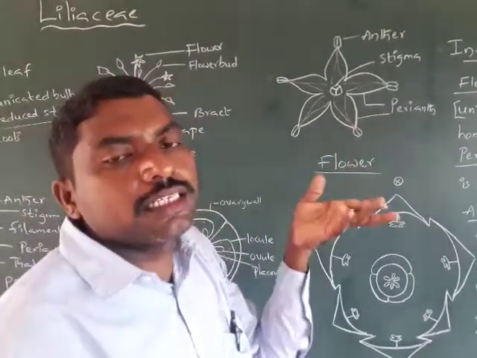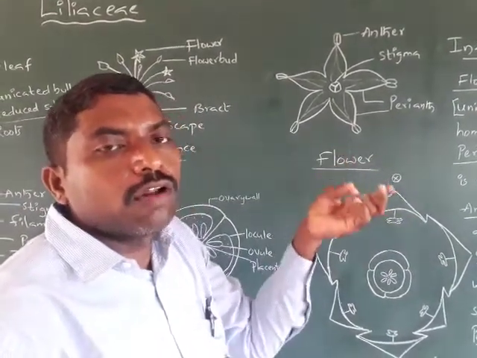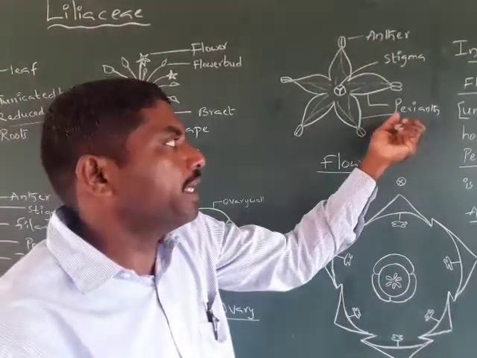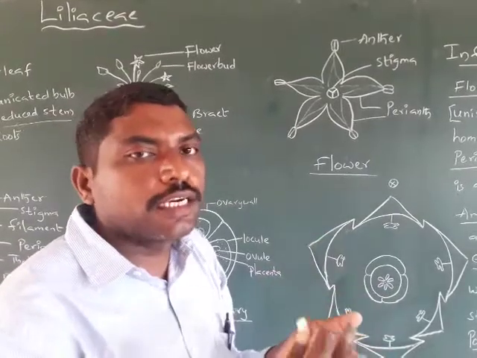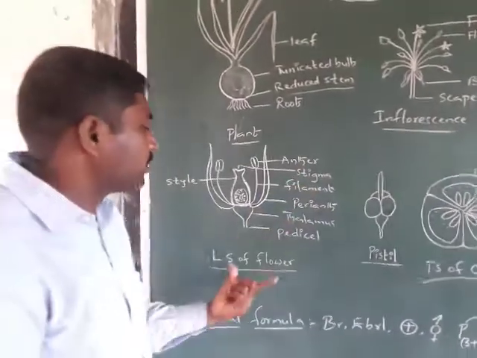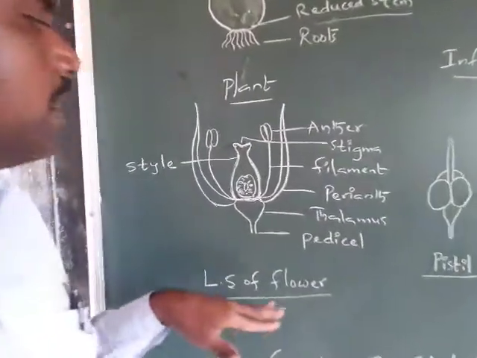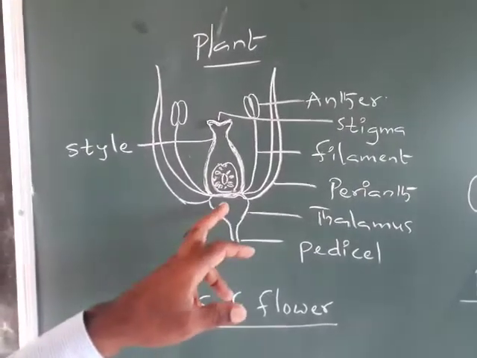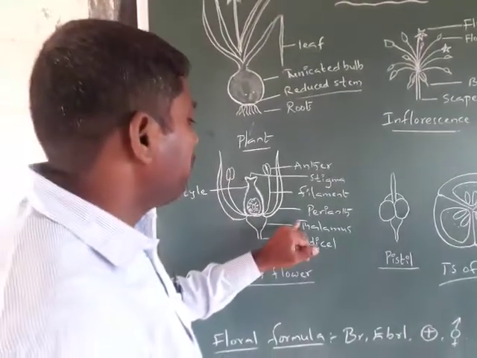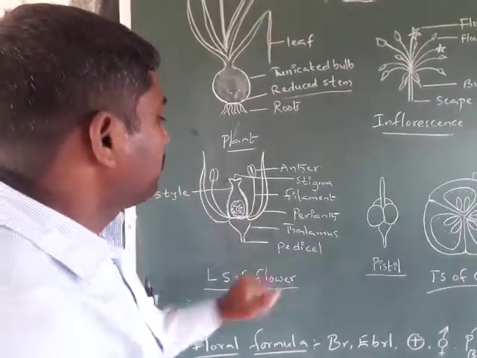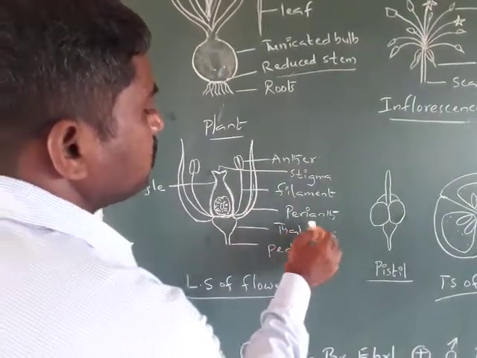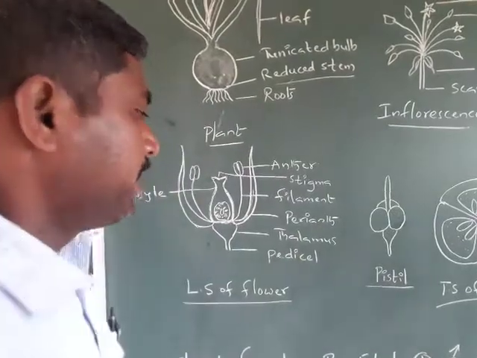Perianth is composed of the calyx and corolla, but it is not differentiated into the calyx and corolla. Just here it is the perianth, composed of the sepals and petals. Okay, and see the LS of the flower, the longitudinal section of this flower. Here it is the receptacle, or thalamus, and here it is the pedicel. And here it is the perianth, composed of the sepals and petals.